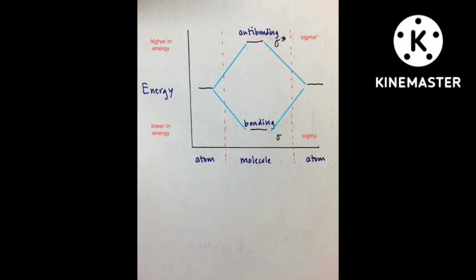Always keep in mind that after mixing atomic orbitals, a molecular orbital is formed. Correct? Atomic orbital A and atomic orbital B, after mixing, will make one molecular orbital.